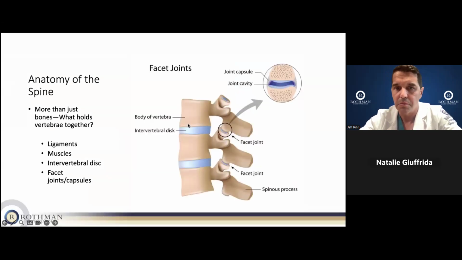This is just a side view of the spine. So again, there's a vertebra in the front, the disc in between the vertebrae. These are the facet joints in the back.